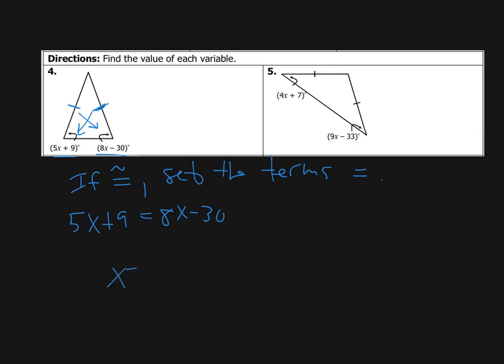Now you can finish the algebra on this one, so I'm just going to move on. It's all set up. It just says find the value of the variable, so when you're done, x is the final answer. Over on this other side, number 5, looks like we have an isosceles triangle again, and these are the base angles. They must be congruent, so 4x plus 7, if they're congruent, then I set the terms equal, equals 9x minus 33. I go ahead and I solve for x. So part of your mission is to complete these problems.